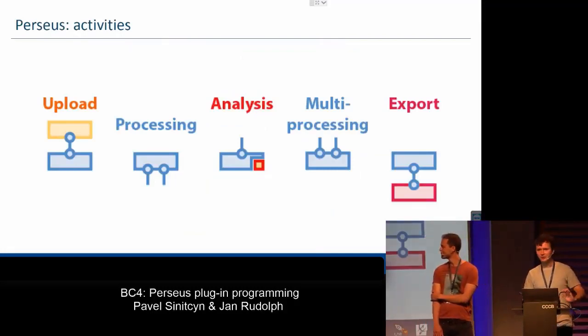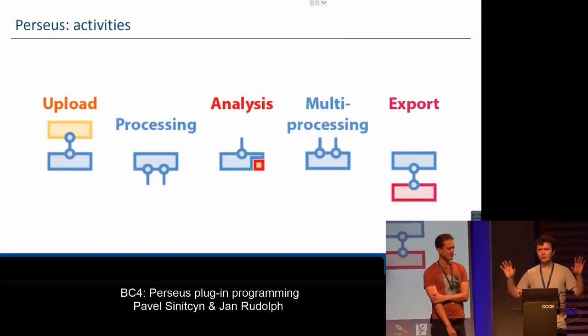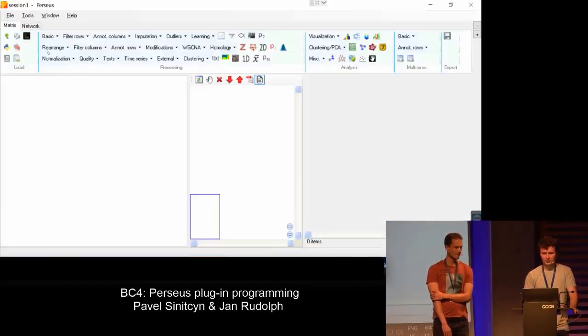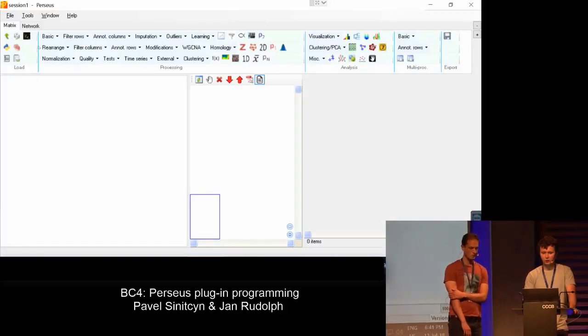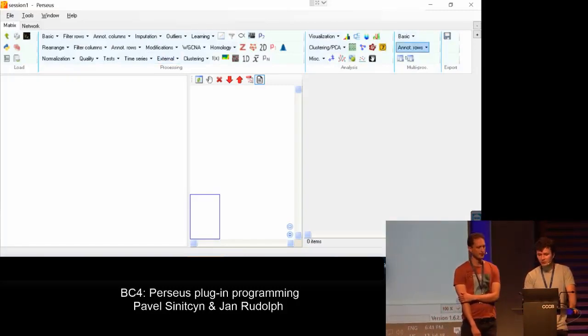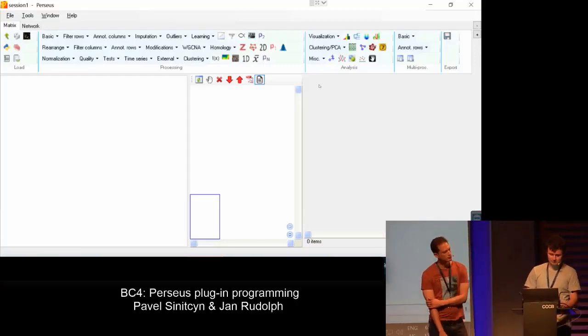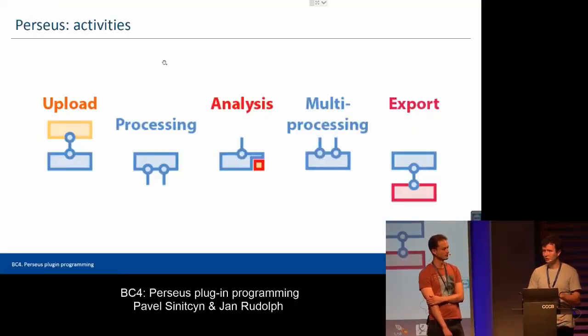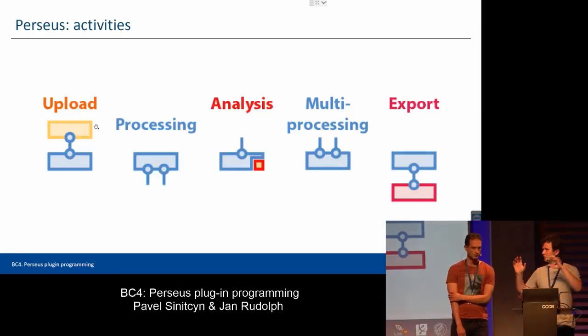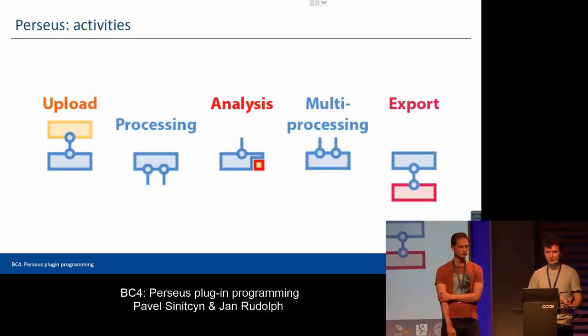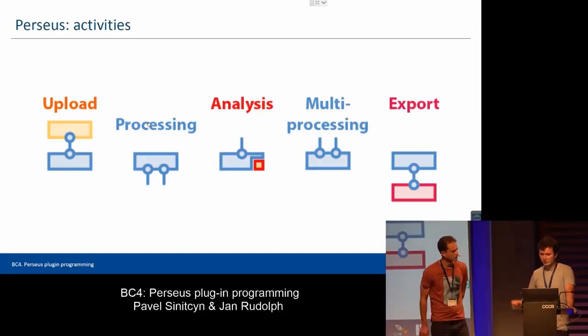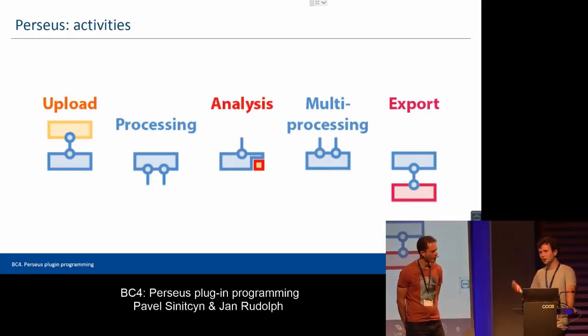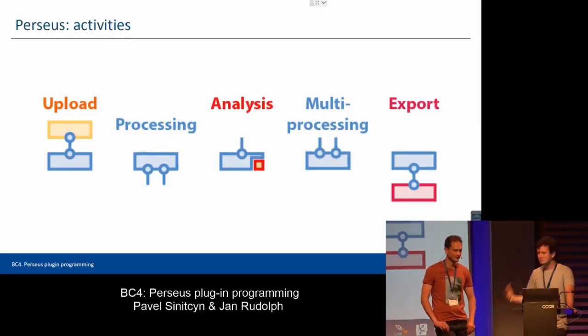Before actually starting programming, one more thing. You maybe noticed, if you open Perseus, we have basically five activities: load, processing, analysis, multiprocessing, and export. I think we already talked about this, I just highlight once more. Upload: you take a file from the file system and upload it to Perseus. Processing: you take your matrix, do something, and receive another matrix. Analysis: in most cases it's just plotting something, like a Hawaii plot or a volcano plot, whatever.